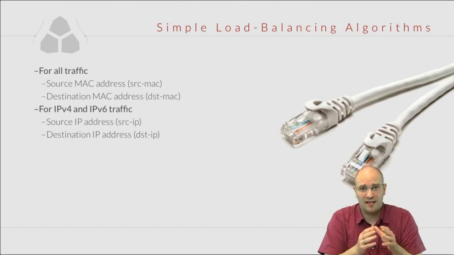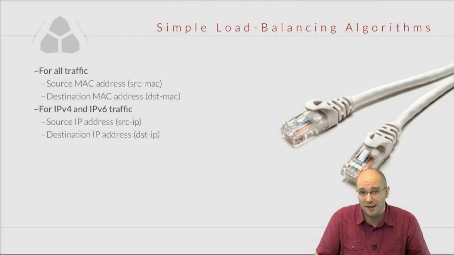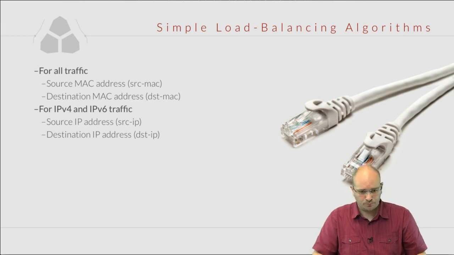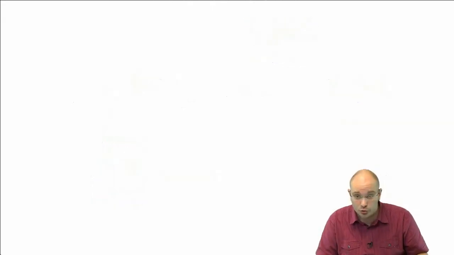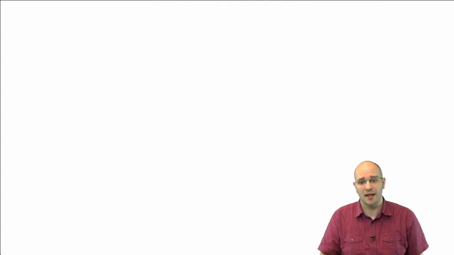For all traffic types, IP and non-IP, we always have the opportunity to use the source MAC address or the destination MAC address as the source of information for our load balancing. For IP and IPv6 traffic, we can use the source IP address or the destination IP address for load balancing purposes. Let me show you that in action. Actually, not in action, but I'm going to show you on a whiteboard. Of course, I will show you all this in action a little bit later on.